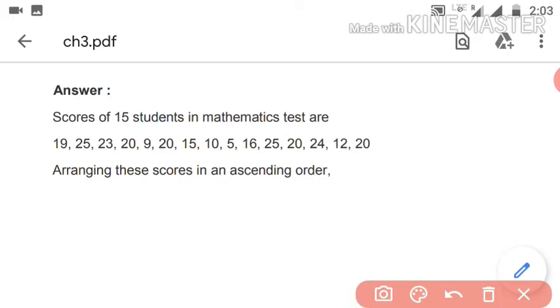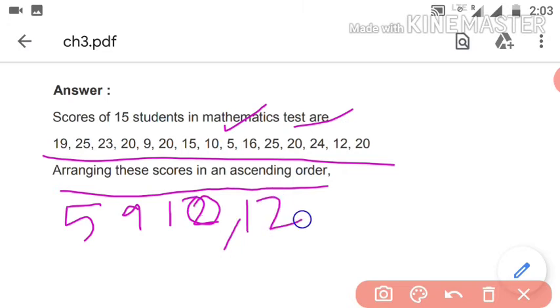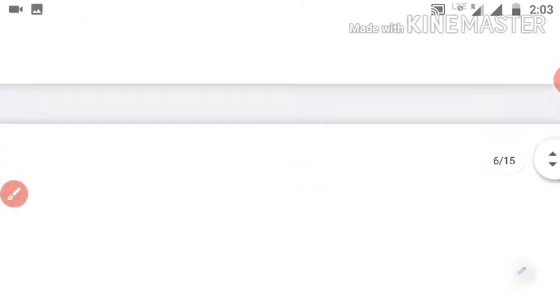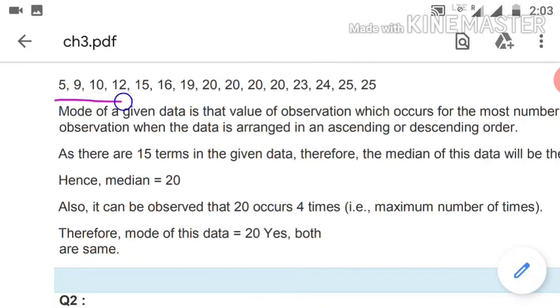So the scores of 15 students in the mathematics test are these, isn't it? Now arrange these scores in ascending order. Ascending order means small to big. Which one is small here? 5, isn't it? 5, then next 9, then 10, then 12. In this way you have to arrange all the given data in ascending order. So you can see here we have arranged all the values in ascending order.